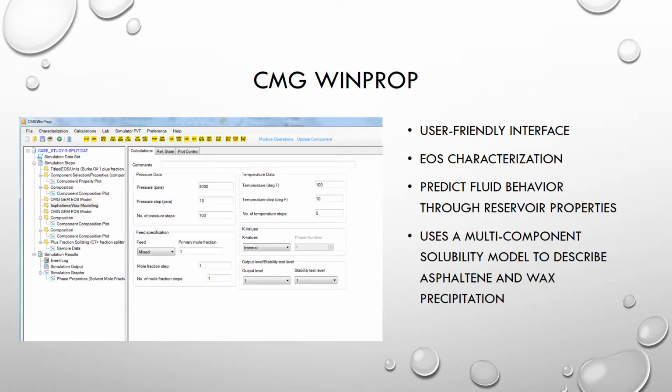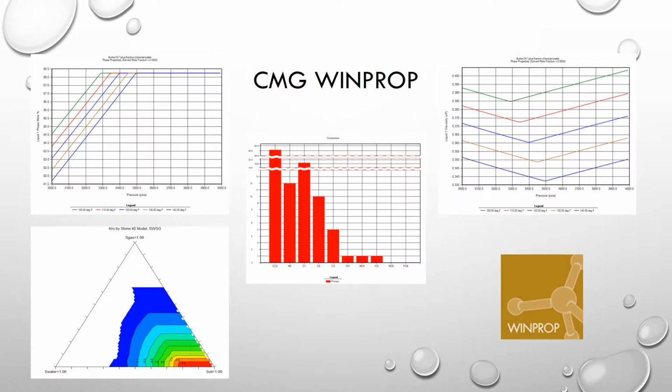The picture on the left shows the WinProp screen, and on the left-hand side are the interfaces for inputting fluid and reservoir properties that are then used to calculate, characterize, and model the state of the reservoir fluid. We will mainly be using the asphaltene and wax modeling interface.